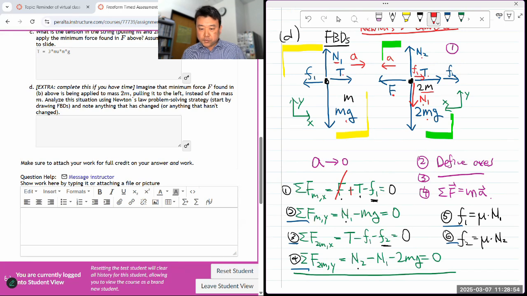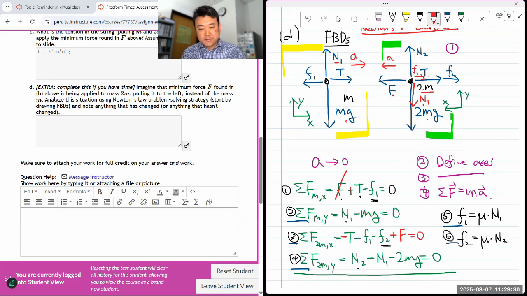For the block 2M, now I need to make sure that we add the applied force in the positive direction, so plus F, capital F. Tension force is now in the negative direction, so let's put a minus sign there. It's in the negative direction even though the actual direction hasn't changed, because my axis has flipped. Friction forces, both F1 and F2, are magically in the negative direction, so I'll leave them alone. And this should still equal 0.